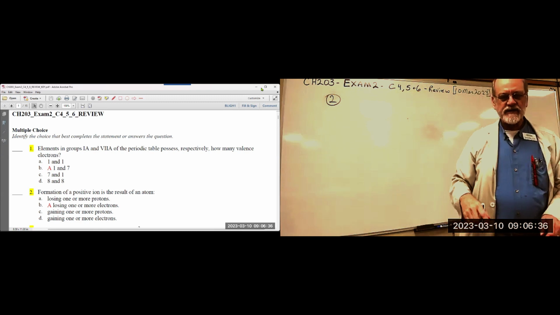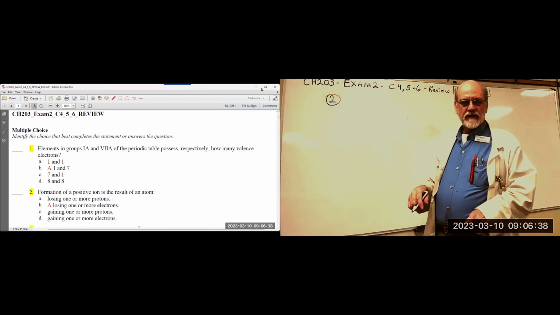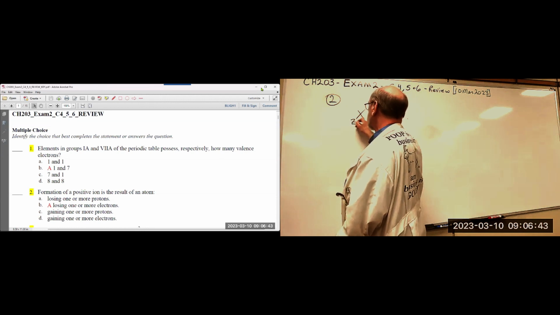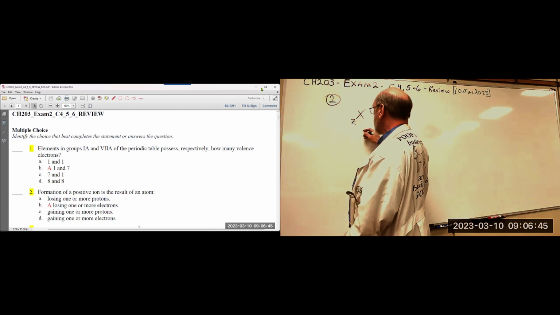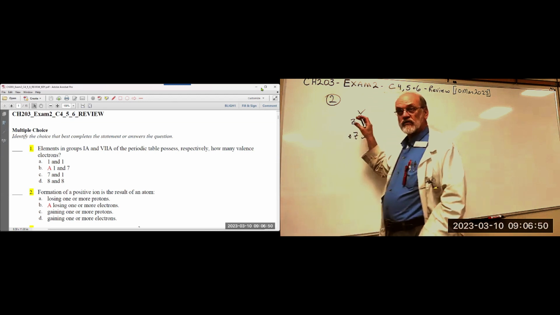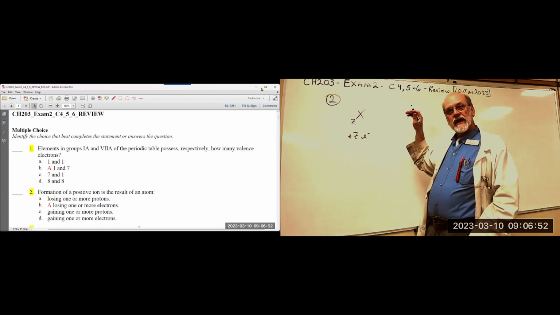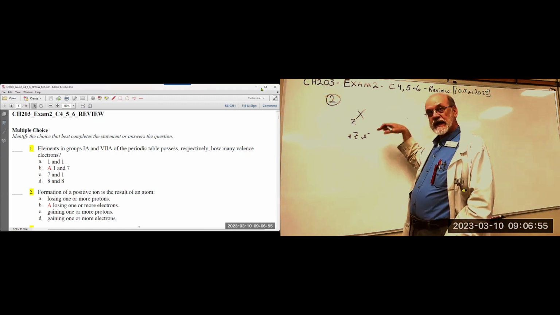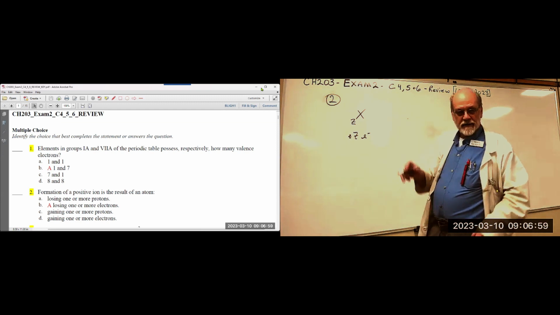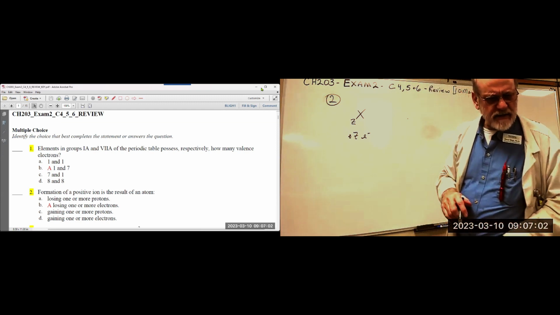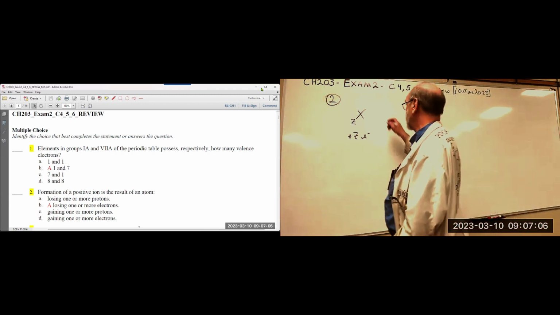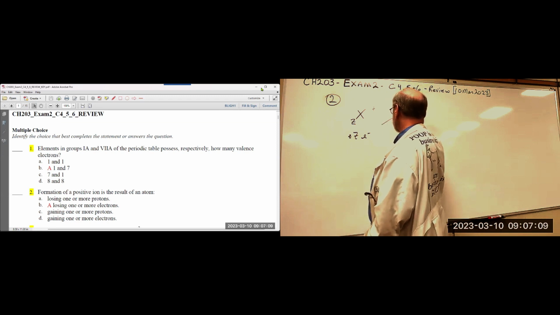Formation of a positive ion is the result of an atom what? How do we form an ion? If you have so many protons, that means you have the same number of electrons if it's neutral. So the only way to form an ion with a neutral atom is to gain or lose electrons. Because if you mess with the protons, you got a different element. So the one that satisfies that is B. You lose 1 or more electrons to form a positive ion. So you have to lose electrons.